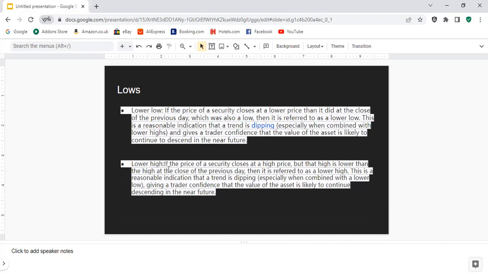Lower high: if the price of a security closes at a higher price, but that high is lower than the high at the close of the previous day, then it is referred to as a lower high. This is a reasonable indication that a trend is dipping, especially when combined with a lower low, giving a trader confidence. It's about confidence. Confidence comes with practice. Giving a trader confidence that the value of the asset is likely to continue descending in the near future. Right, it's an example of a lower low.